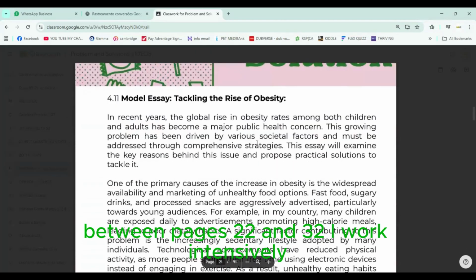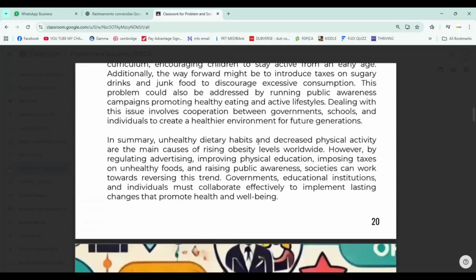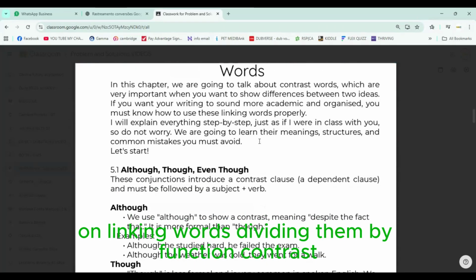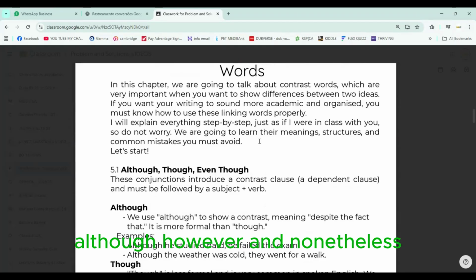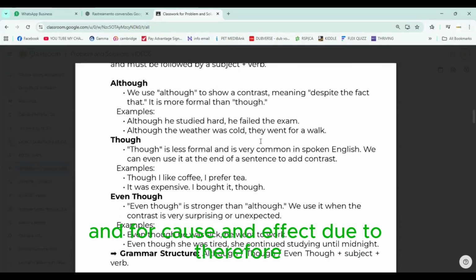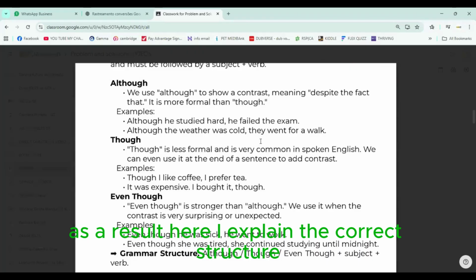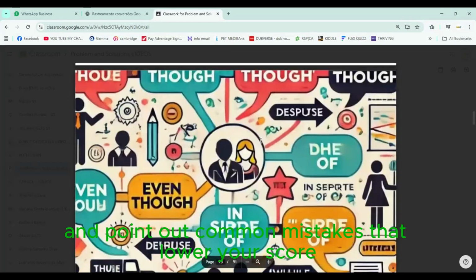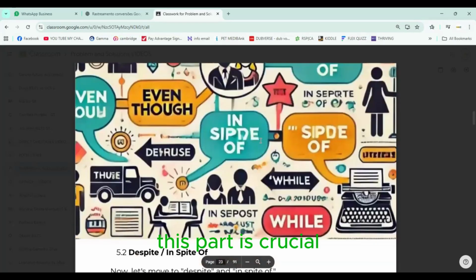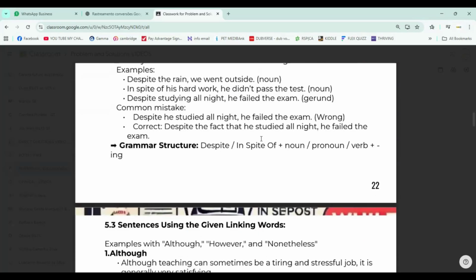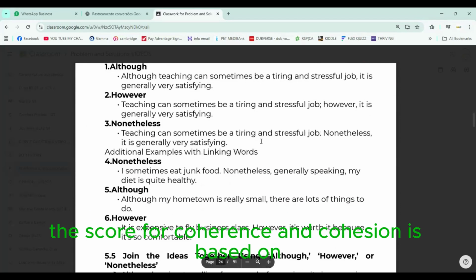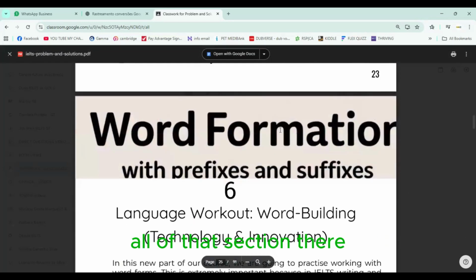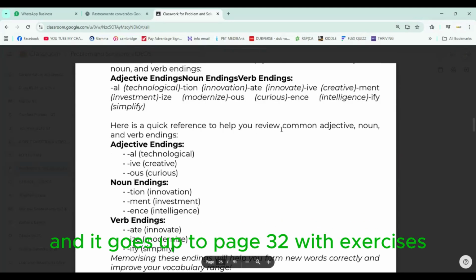between pages 22 and 32, I work intensively on linking words, dividing them by function. Contrast: although, however, and nonetheless, and for cause and effect: due to, therefore, as a result. Here I explain the correct structure, give examples, and point out common mistakes that lower your score. This part is crucial for coherence and cohesion. The score for coherence and cohesion is based on all of that section there, and it goes up to page 32 with exercises.